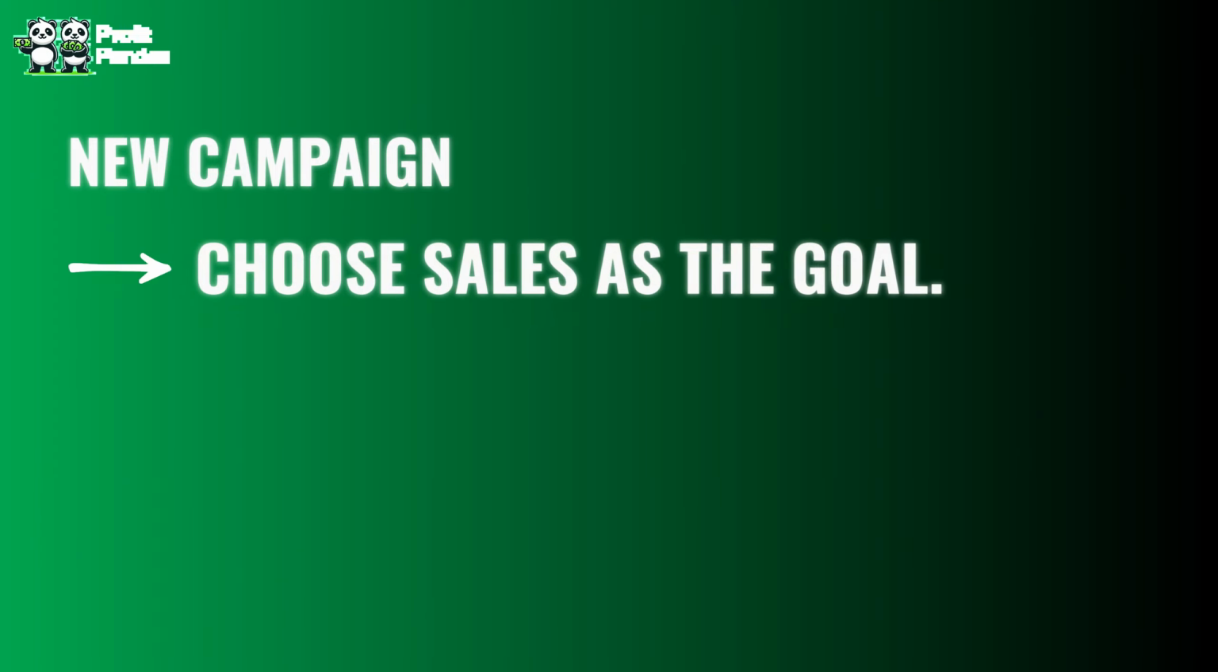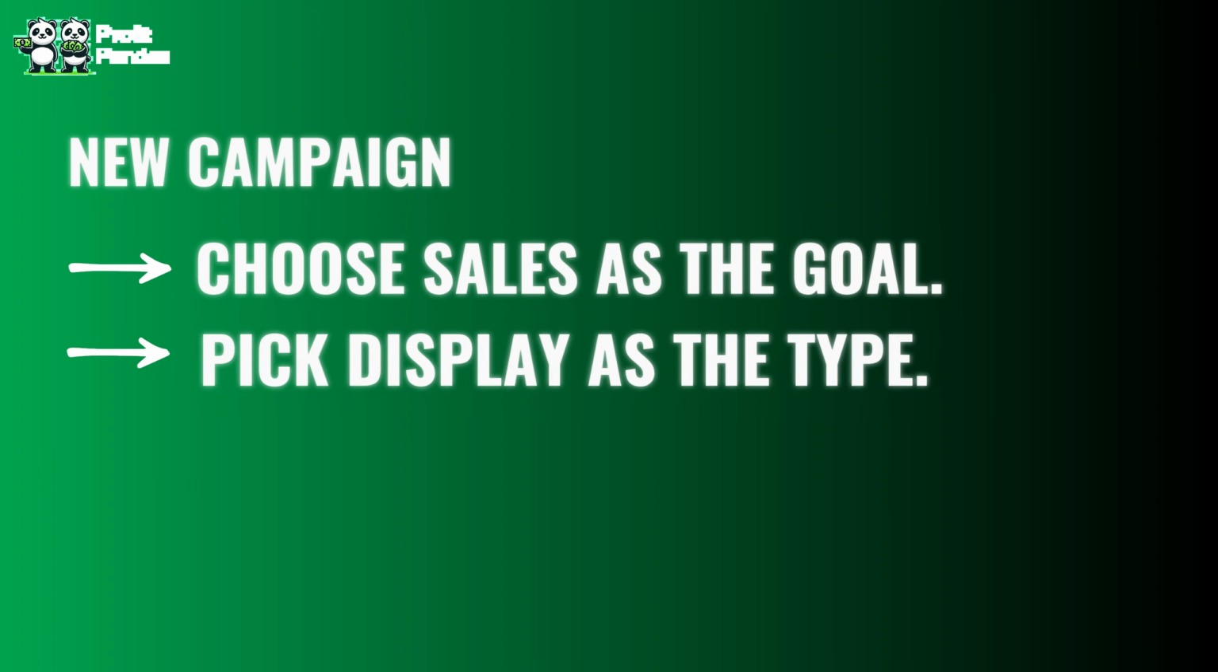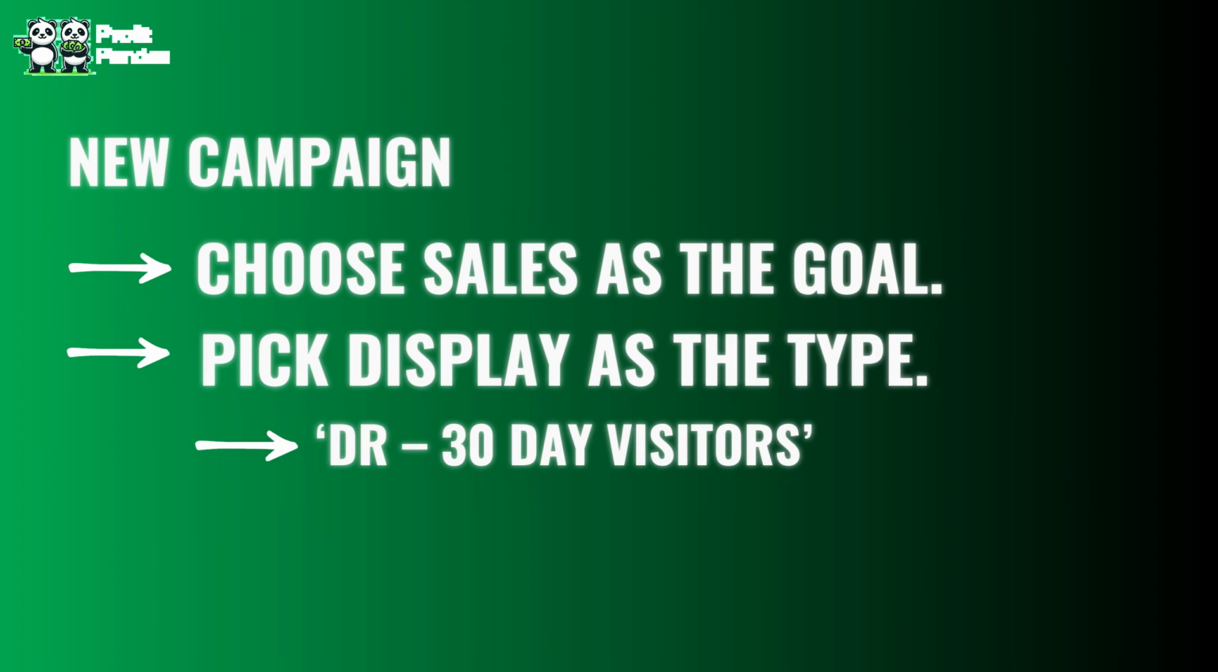Part 2, creating the campaign. So inside Google Ads, click the blue New Campaign button, choose Sales as the goal, pick Display as the type, and name it something clear like DR, 30-day visitors.